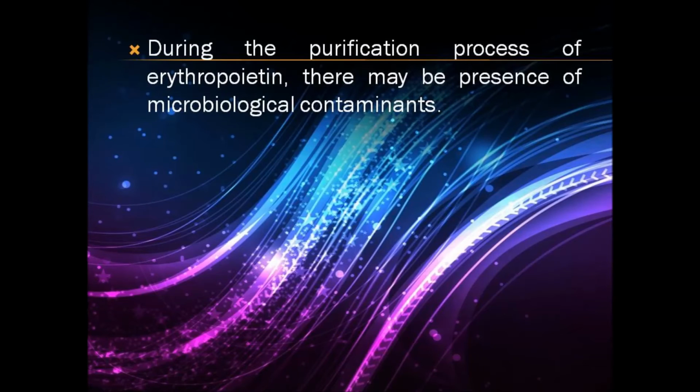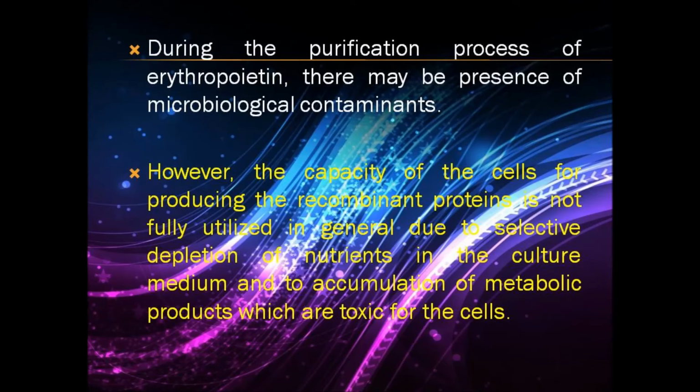During the purification process of erythropoietin, there may also be the presence of microbiological contaminants. Other than that, the capacity of the cells for producing the recombinant proteins is not fully utilized in general.